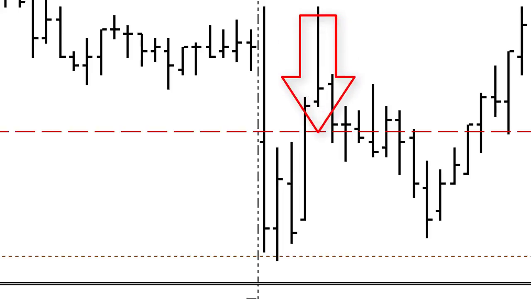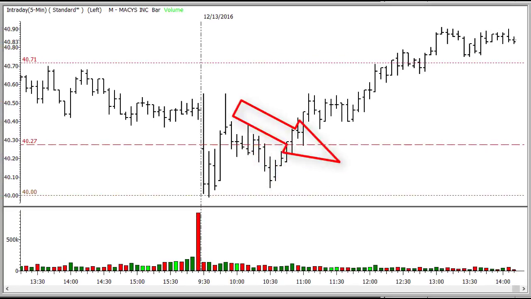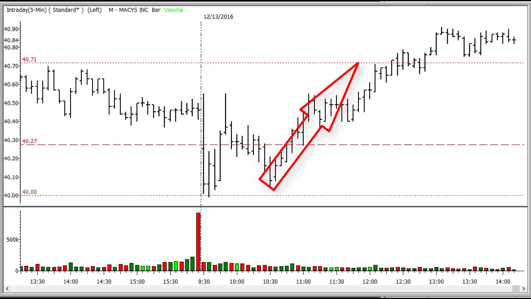It came down. It hit the entry price. Never made it down to the $40 mark. Reversed and took us up to the stop loss at $40.71. And as of right now, it's just going to keep moving higher. So the protective stop worked. It got us out at the overhead resistance level.